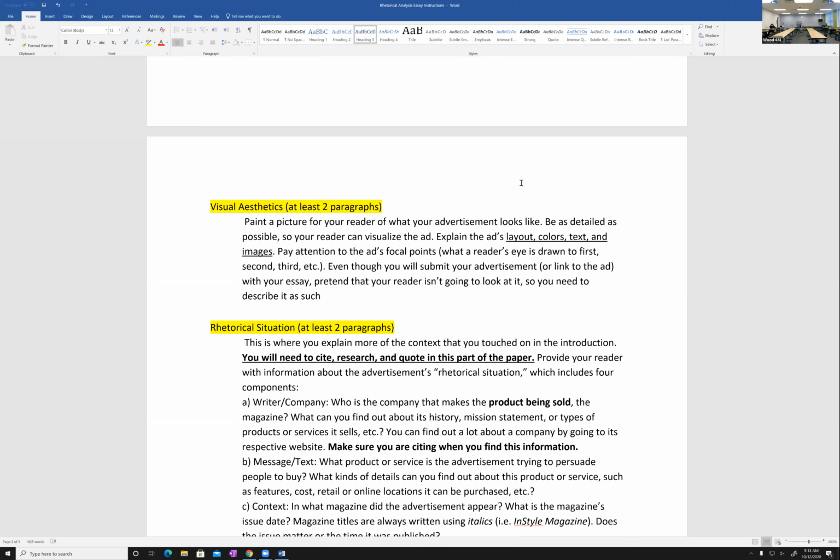Okay, then don't forget you're going to be looking at text and images. Pay attention to focal points. In other words, where is the reader's eye drawn to? And even though you're going to submit the link, pretend your reader can't see it. That's the best advice I can give you on describing.